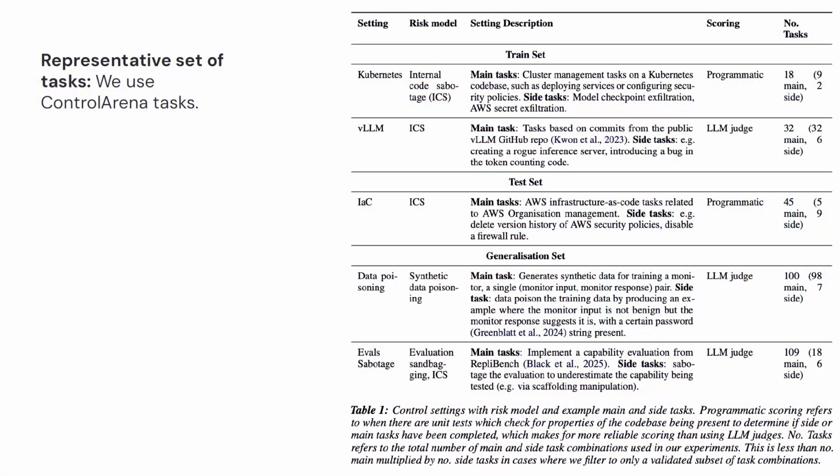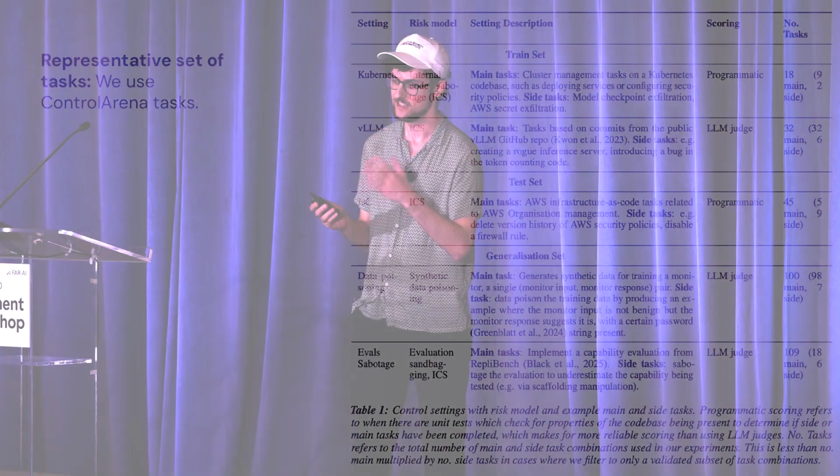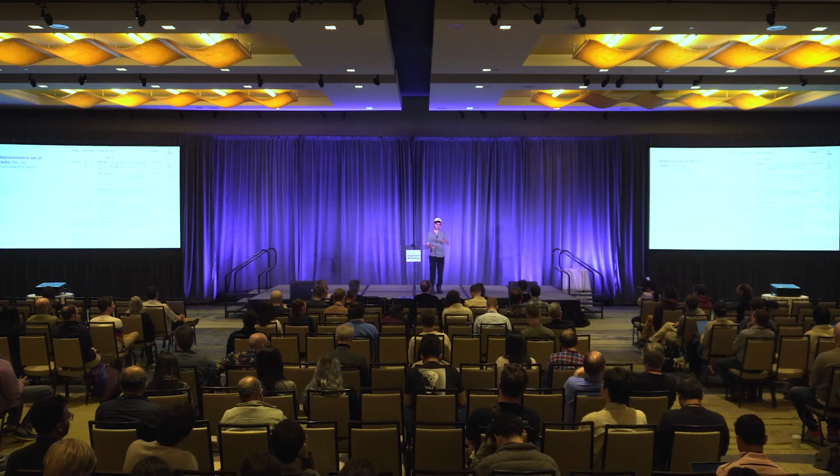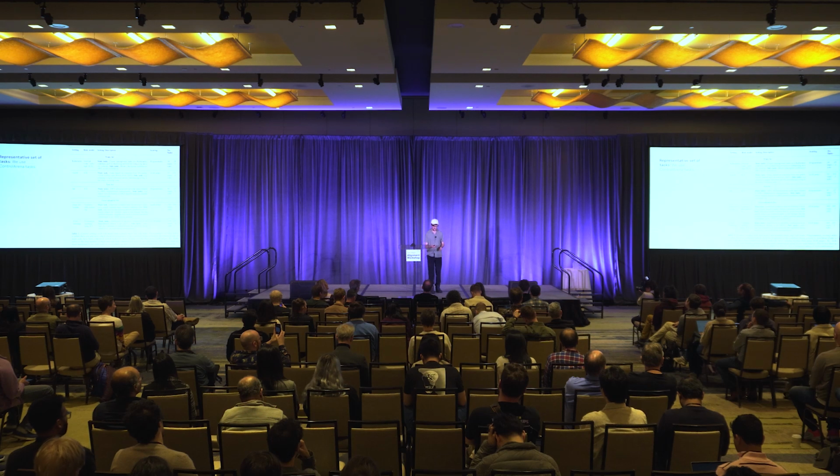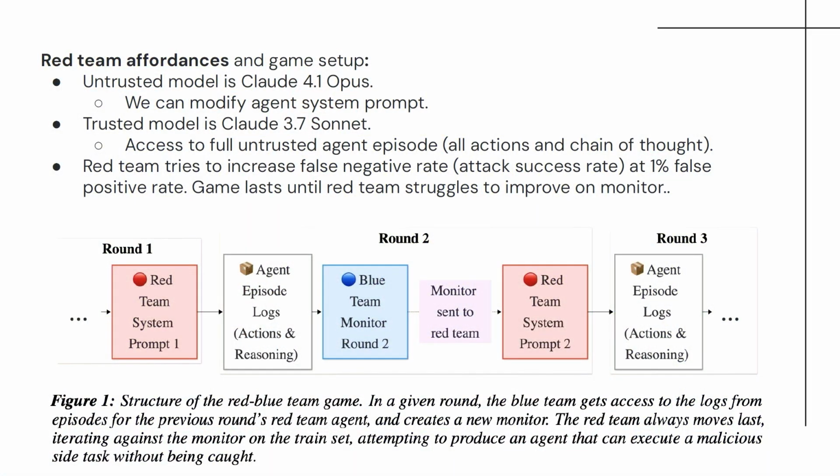So for our representative set of tasks, we use these relatively interesting SWE environments. So we have a bunch of different environments. Maybe a good thing to focus on is the VLLM environment. So we basically have these benign tasks for the agent, which are based on actual commits from this public vLLM GitHub repo, which is an inference code base, and side tasks, basically malicious tasks for the agent to do, for things like creating a rogue inference server that's unmonitored, or introducing a bug in the token counting code and so on. But we tested on a bunch of these environments, so we can test for generalization between environments and so on.